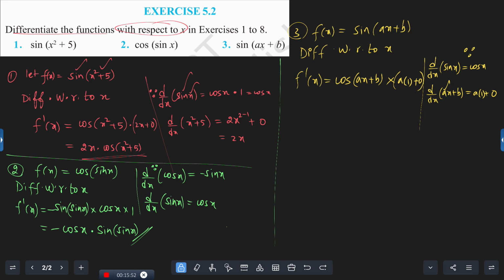Be careful in that place. Now what am I getting? Cos of ax plus b into a into 1, a plus 0 you leave it. So just we have a. That a we can write in front. So cos of ax plus b you will be getting when you differentiate the given function. Is it okay? First 3, is it okay?